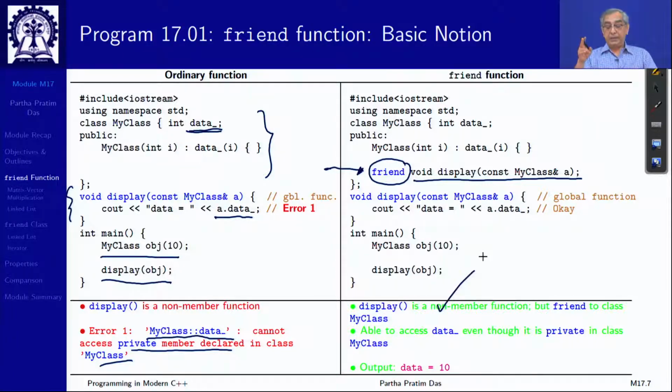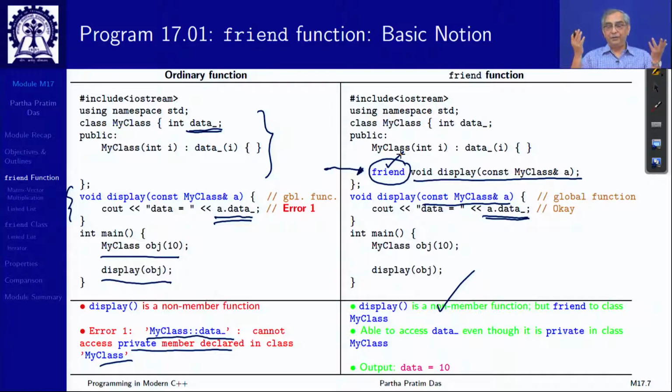What is happening is display is still a non-member function. Display gets the reference to an object of this class. Display is trying to access private data. Now, this is where I had an error in the global function case on the left. In this case, since I have called it a friend, my class is saying that everything is private and not exposed to anyone else, except for someone who is my friend.